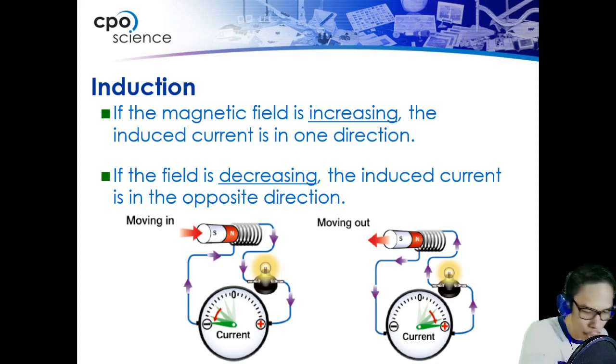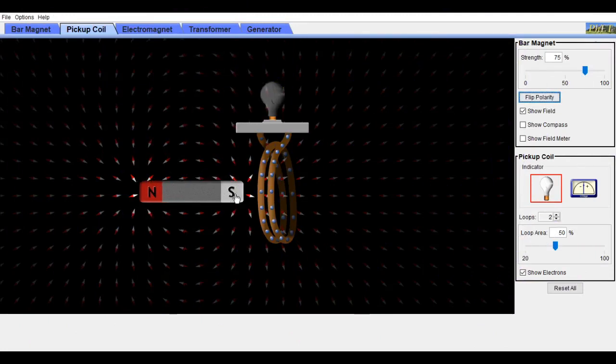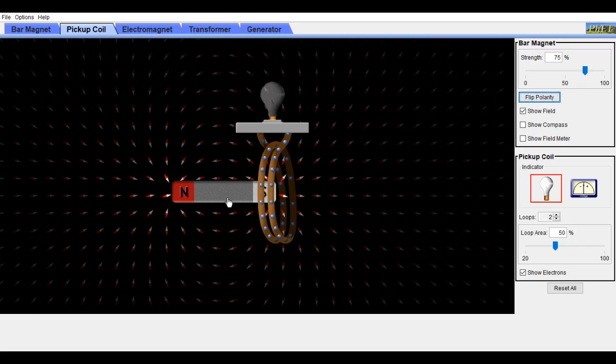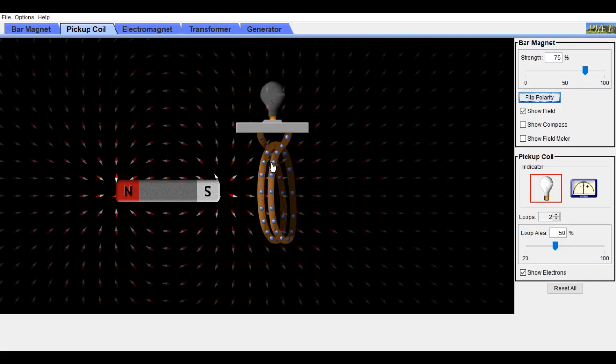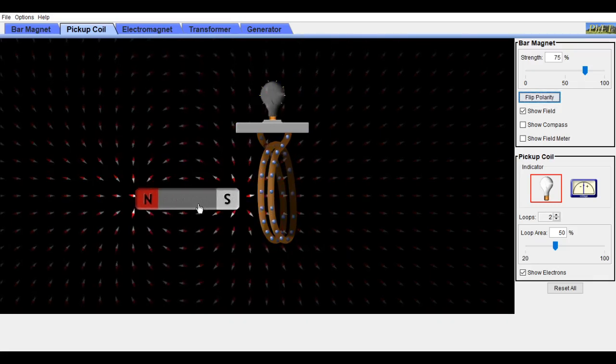So if we take a look at this simulation that we have right here, let's have the south, instead of north, going inside your loop of wire. As you can see, the electrons are moving upward. When I pull out the south pole of this magnet, the electrons inside this loop of wire are going downward. So upward, downward, upward, downward. It doesn't stay in one direction. Later I will reveal what type of current that is.